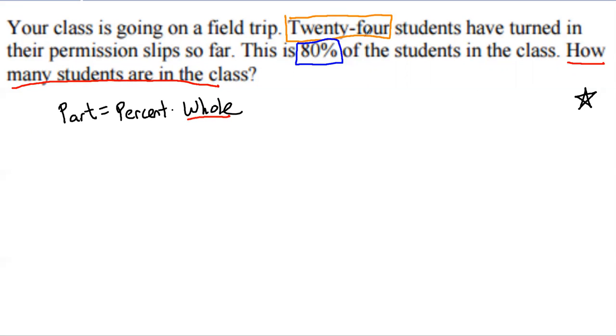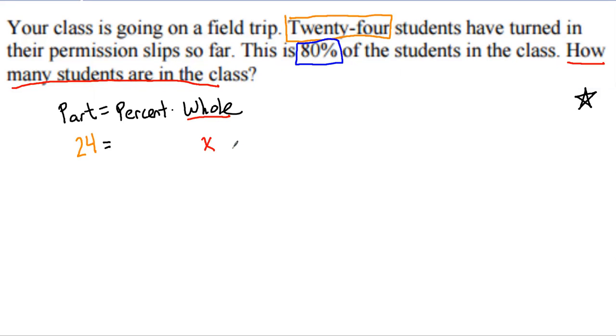All right, so the students that turned in the permission slips, that is some part of our whole. So 24 is going to be our part in this case. So we're going to put 24 right here. And our whole amount is, like I said, that's our number of students in our class. That's what we're looking for. So I'm going to put a variable in for that.